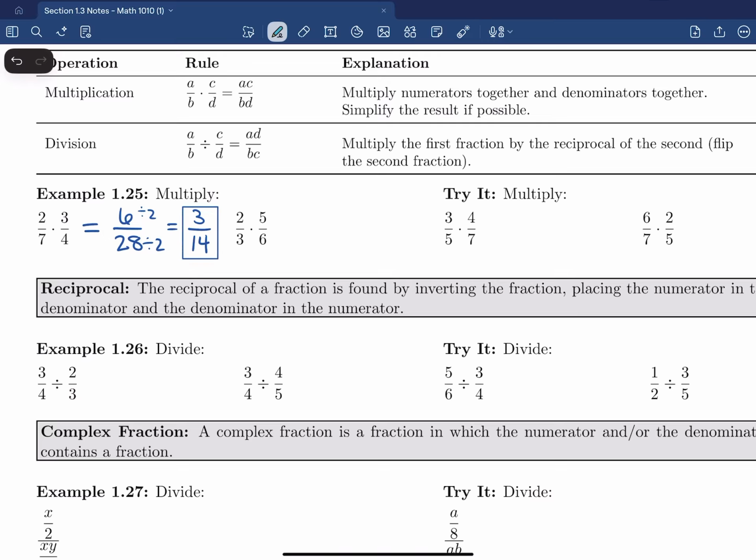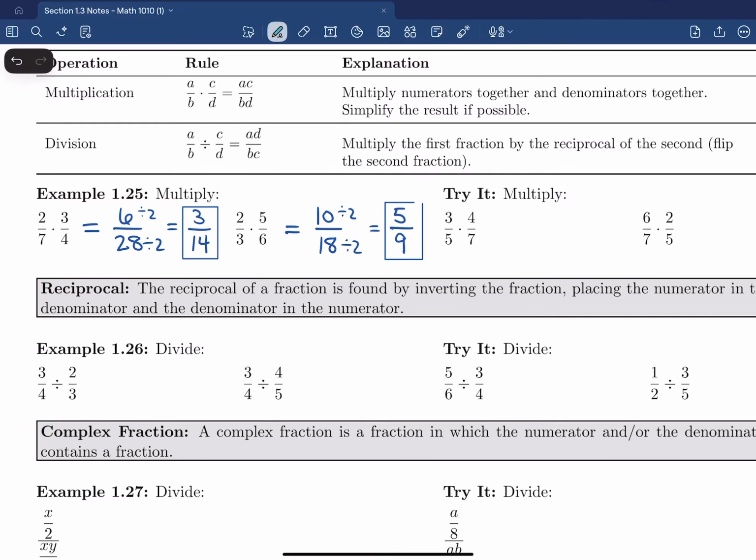Let's try another. 2/3 times 5/6. 2 times 5 is 10, and 3 times 6 is 18. I notice that they share a common factor of 2 again. So I divide a 2 out of the top and bottom, and I get 5/9. 5/9 is the reduced fraction.